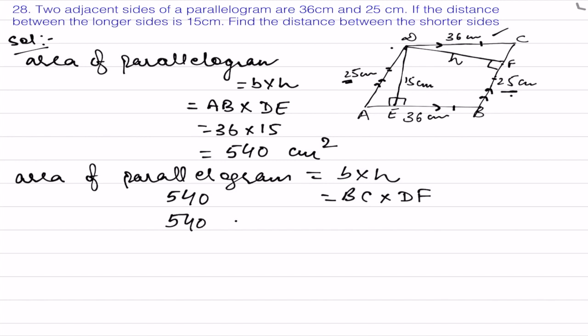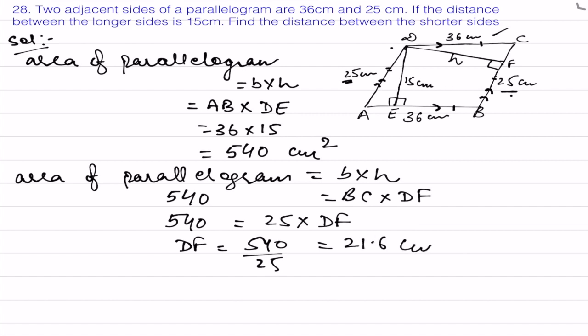Substitute the value of BC, that is 25, into DF. So DF is 21.6 centimeter. This is the answer. Yes, now see question number 11.